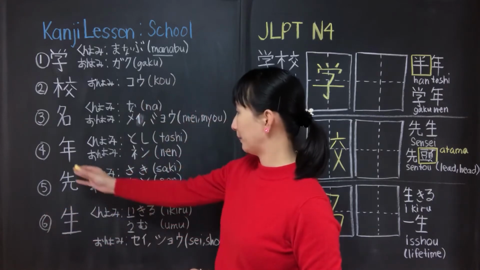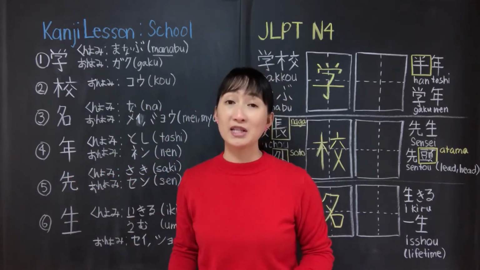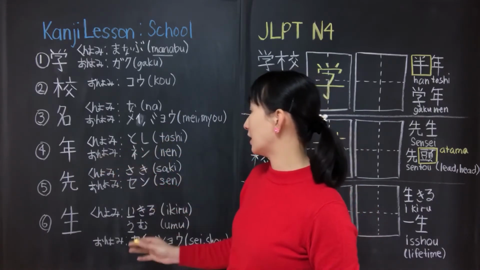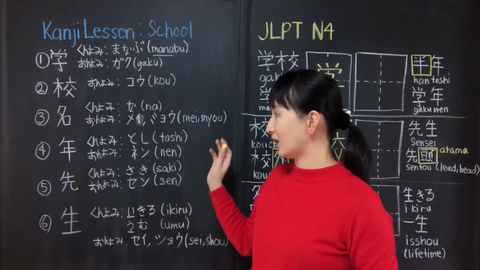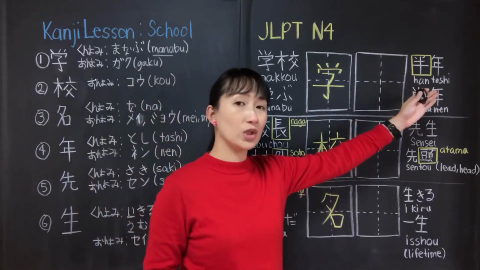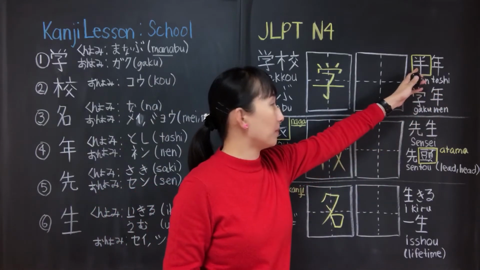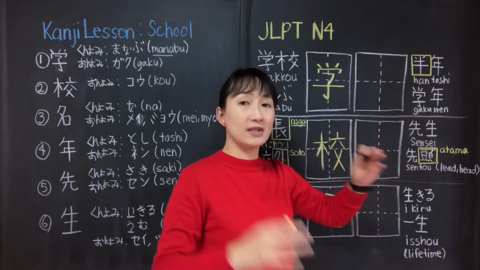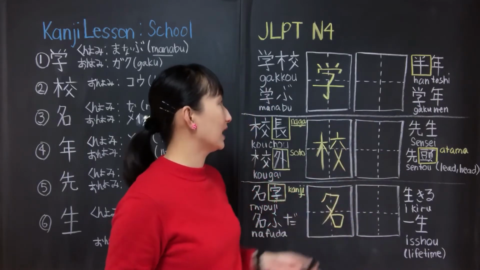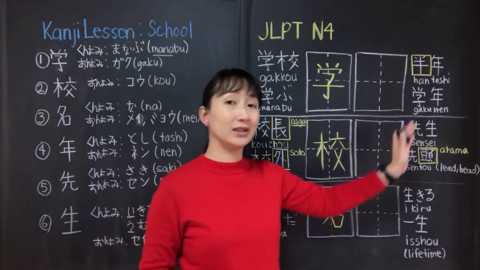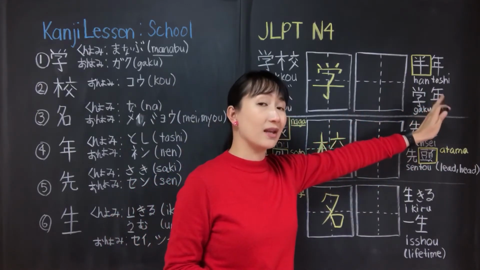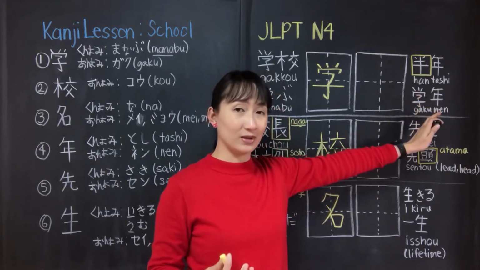Our fourth kanji is this. Its kunyomi is toshi. Toshi means year, and then its onyomi is nen. The examples that I have for you for this kanji are hantoshi. This han means half, and toshi means year. So the meaning of hantoshi is 6 months or half a year. The other one is gakunen. When you see gaku plus nen, toshi becomes nen. Gakunen means grade level.